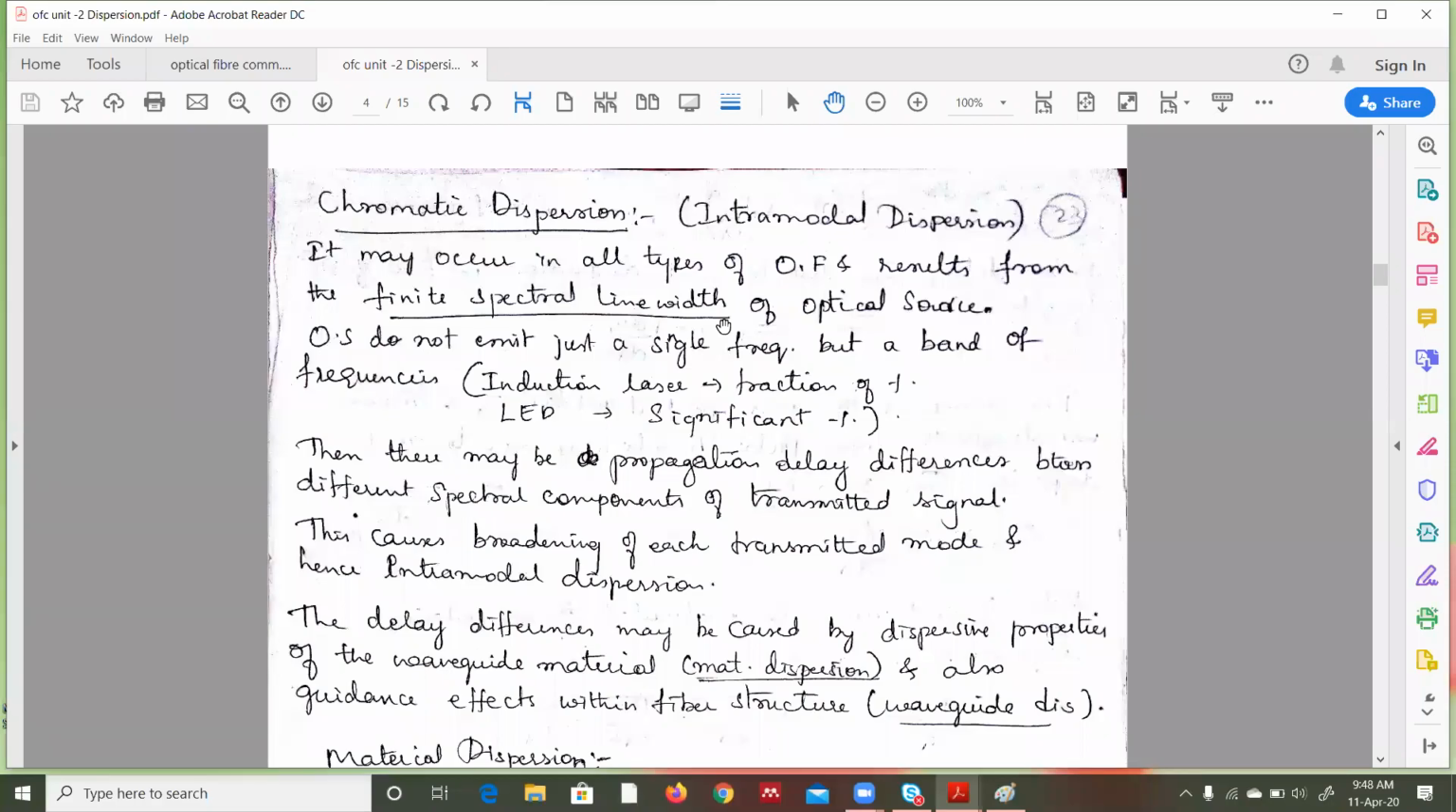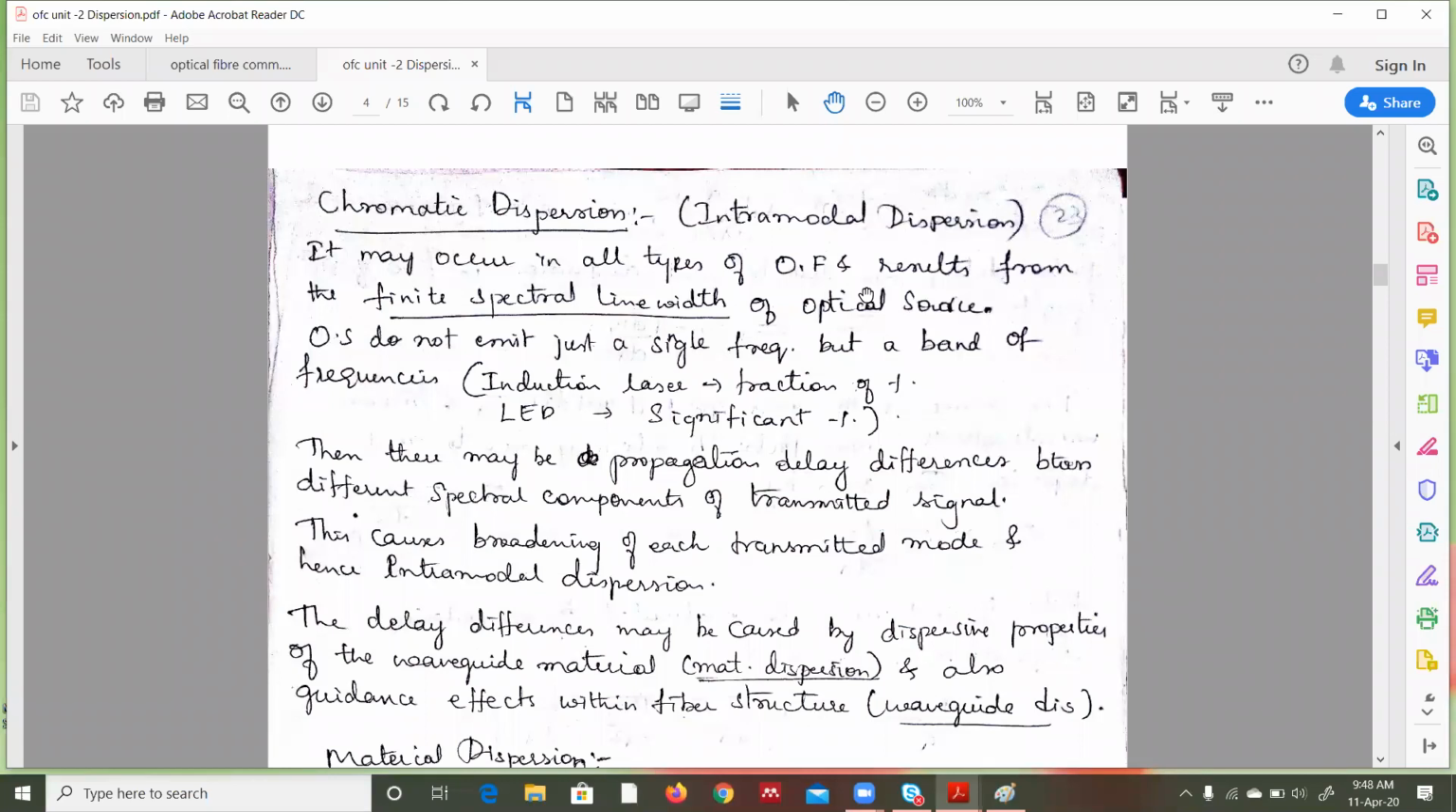Chromatic dispersion is also called intermodal dispersion. So it may occur in all types of optical fibers as a result of the finite spectral line width of the optical source, which does not emit a single frequency but a band of frequencies. So this is the first type of dispersion.